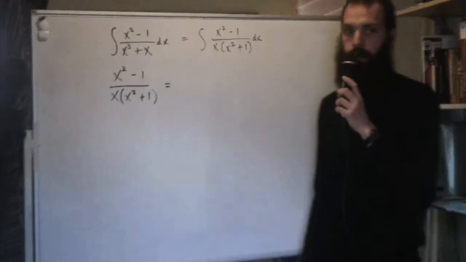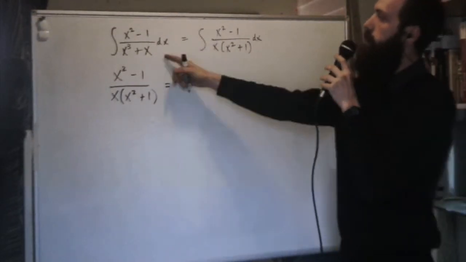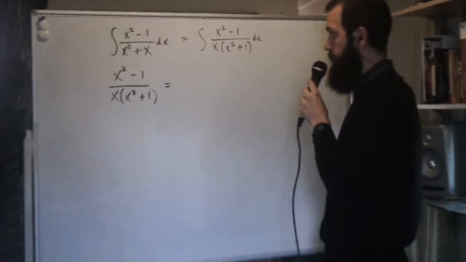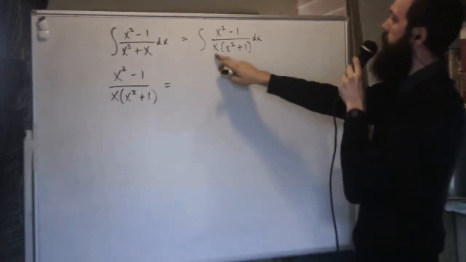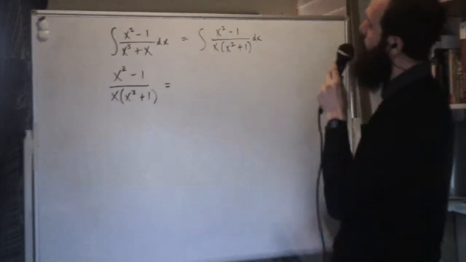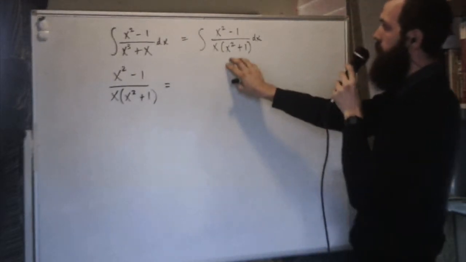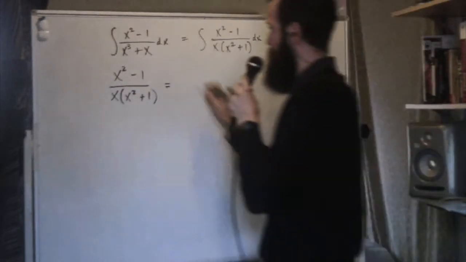Okay, let's look at our third example. We have the indefinite integral of x squared minus 1 over x cubed plus x. After factoring the denominator, we're left with x squared minus 1 over x times x squared plus 1. And you'll see we're left with this irreducible quadratic function in the denominator.